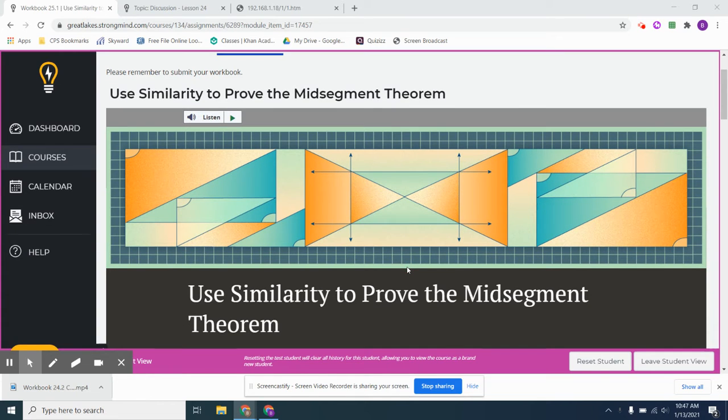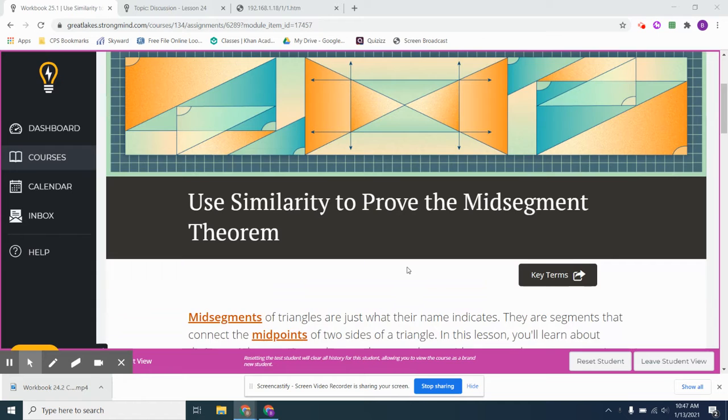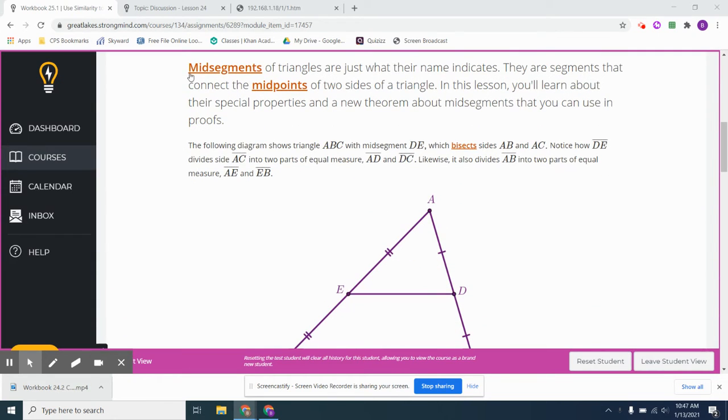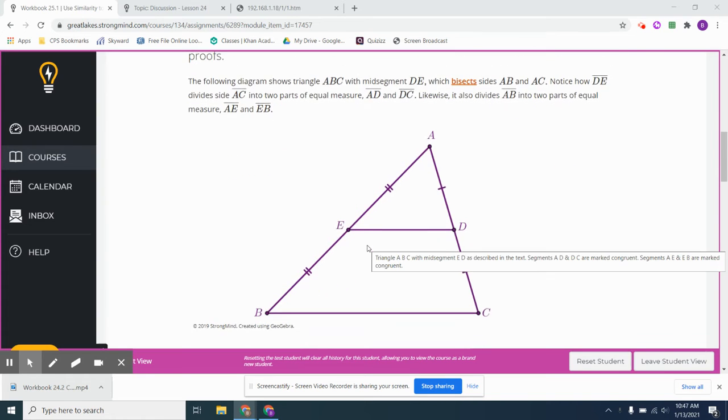So this lesson is on using similarity to prove the mid-segment theorem. You might be thinking, what's the mid-segment theorem? It kind of describes itself: mid-segment, like halfway through the segment. Basically you take a segment, the halfway point is the midpoint, and then you connect those midpoints of the segments, and it's called the mid-segment.